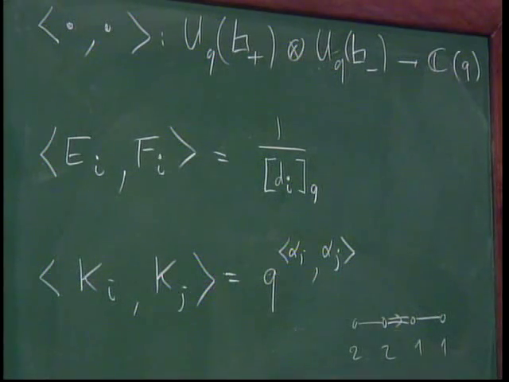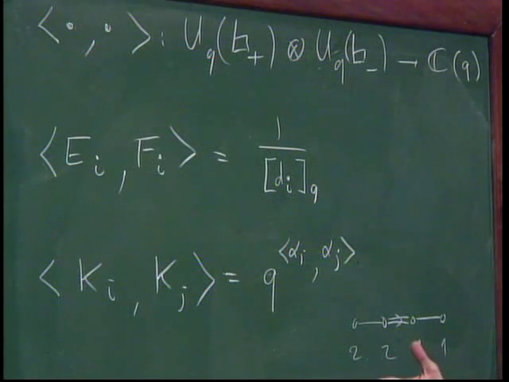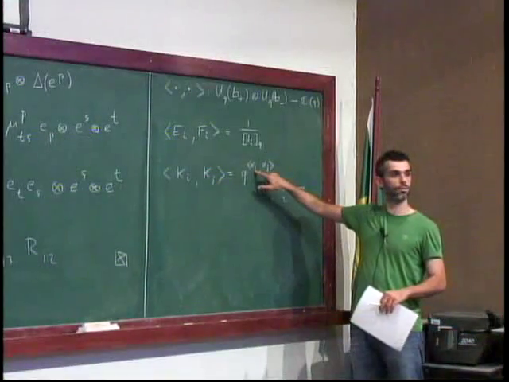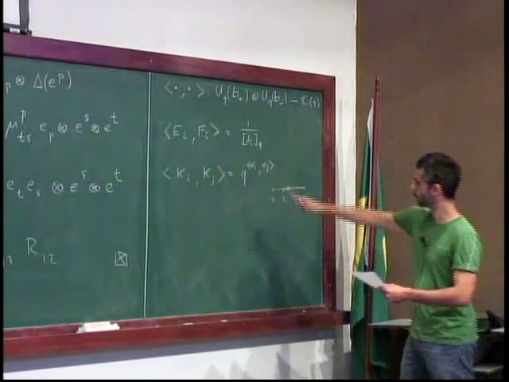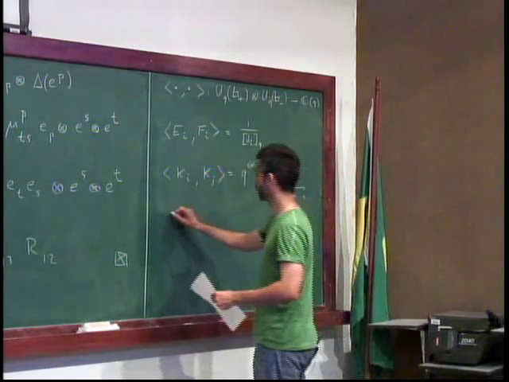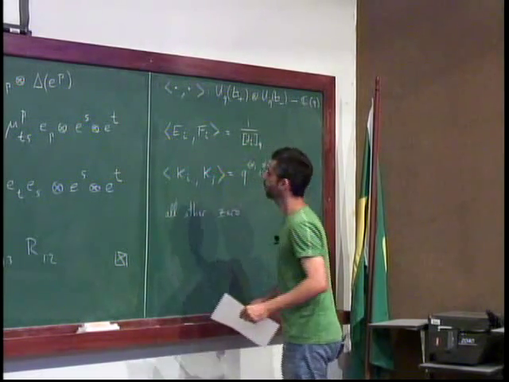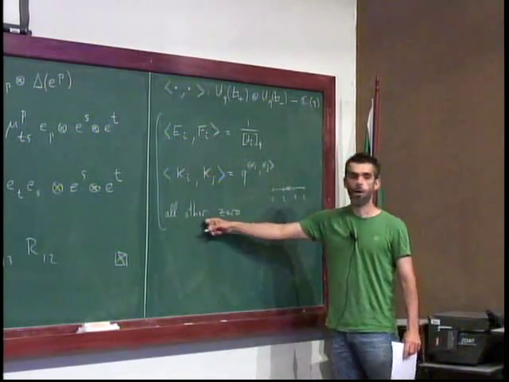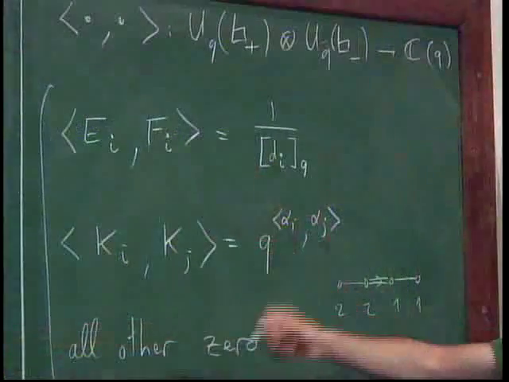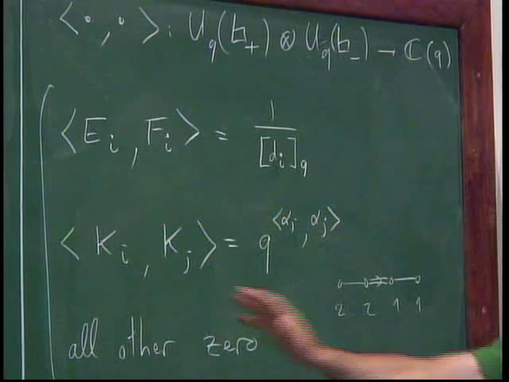The pairing between K_i and K_j is the pairing in the root lattice of these two, in the weight lattice of these two simple roots. And let me be more precise, all other pairings between the E_i's and the F_i's and the K_i's are 0. I'm not saying that everything is 0, like pairings between elementary generators are 0.